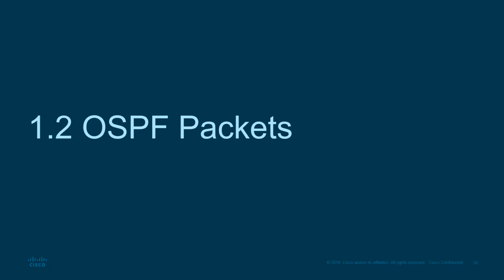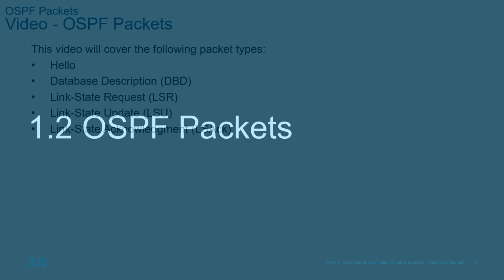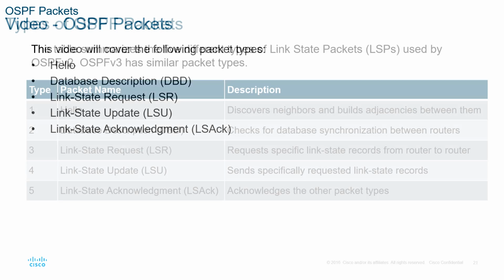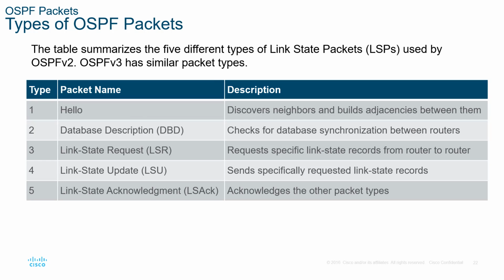Now we have again our OSPF packets. We talked about the hello packet, the database description, link state request, update, and acknowledgement. Here's where we go a little bit more in depth. Generically, the hello packet will be used to discover neighbors and build adjacencies. The DBD will check for database synchronization. The LSRs will request specific information. The LSUs will send specific updates. The LSAcks will acknowledge the other packet types.